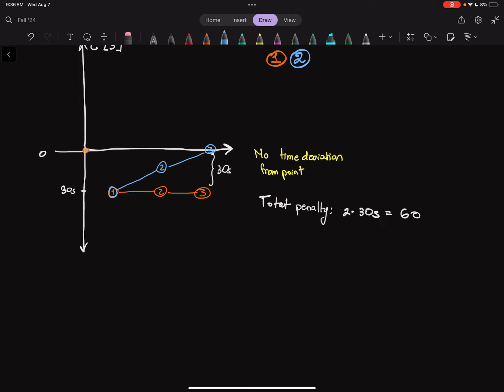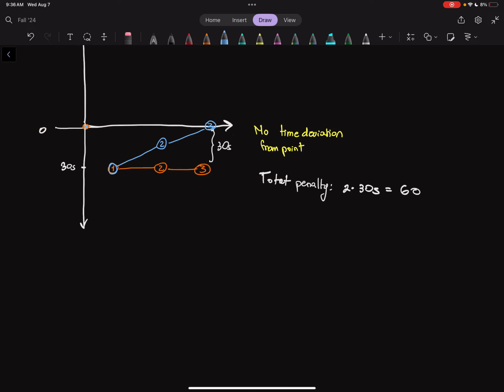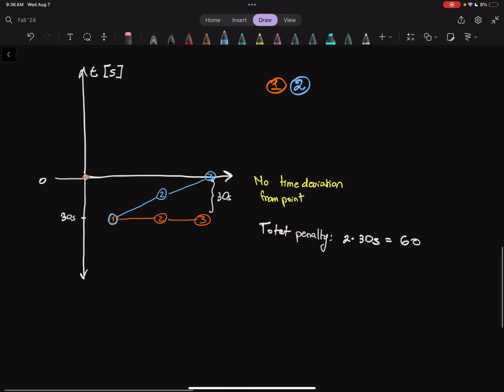Well, what is your total largest distance from the 0 axis? It's still 30. So your total penalty is still 30, right? Because you look at the largest regression, which is this, in both cases, and you multiply by 2.